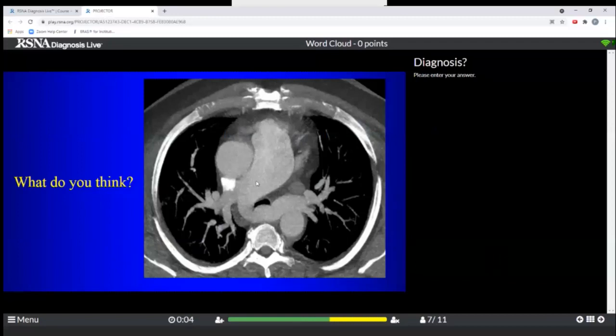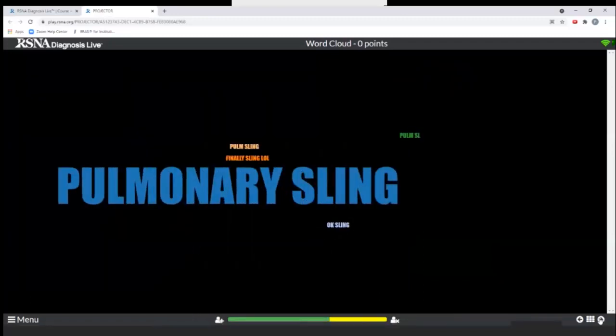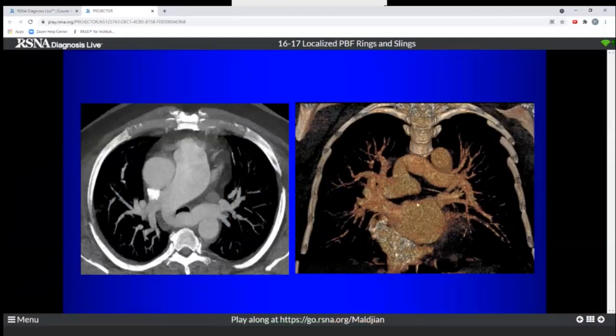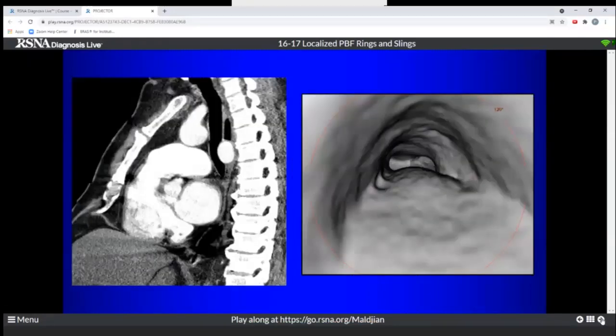Well, this is where we have an anomalous left pulmonary artery that's coming off the right pulmonary artery. So the left pulmonary artery comes off the right, and then it goes across between the trachea and the esophagus, and that can result in vascular compression and narrowing of the airway. So that is a pulmonary sling. So here it is, volume rendered. This is an anomalous left pulmonary artery coming off the right and then going across to the left between the esophagus and the trachea.